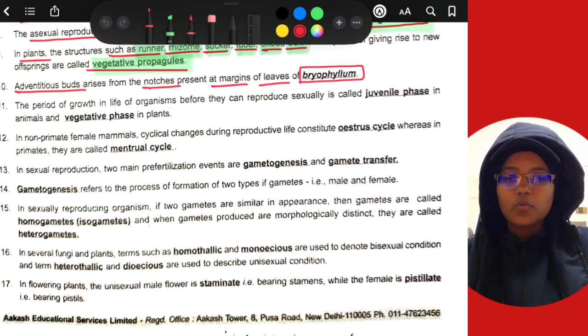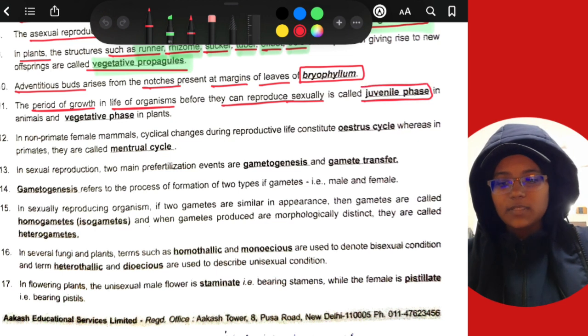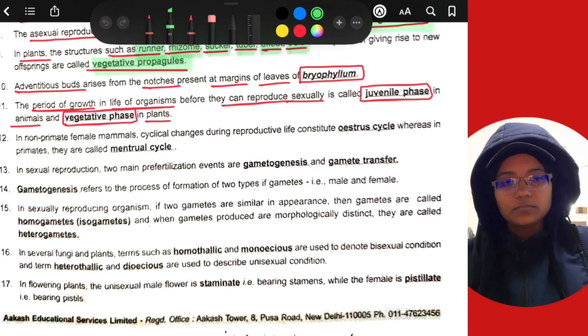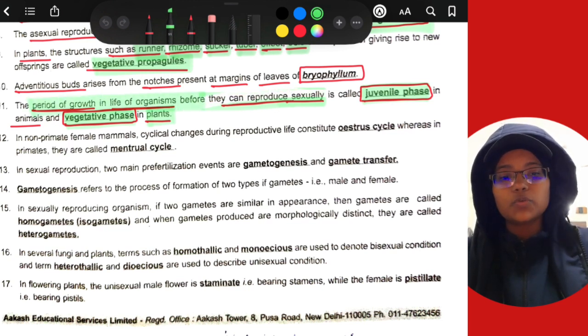The period of growth in the life of organisms before they can reproduce sexually is called the juvenile phase in animals and vegetative phase in plants. Before they can reproduce sexually.